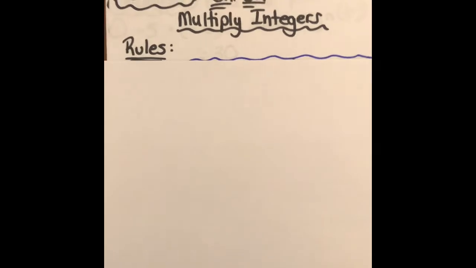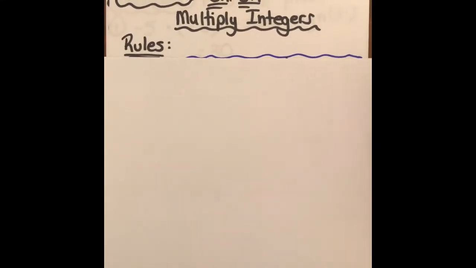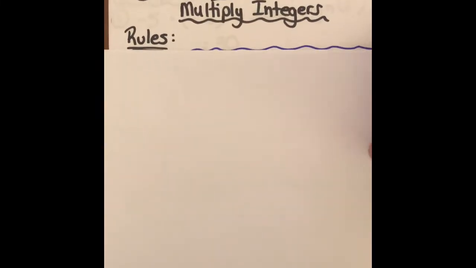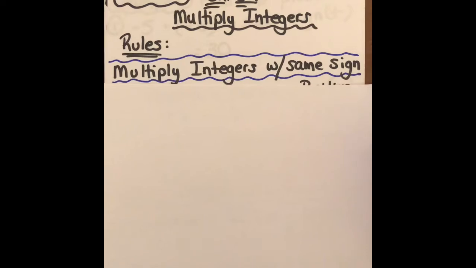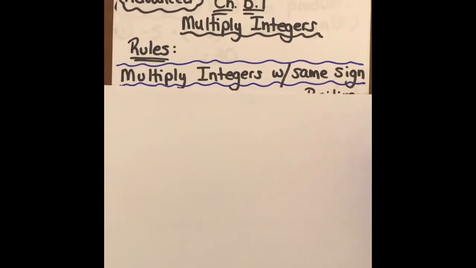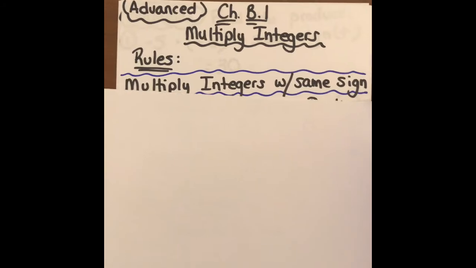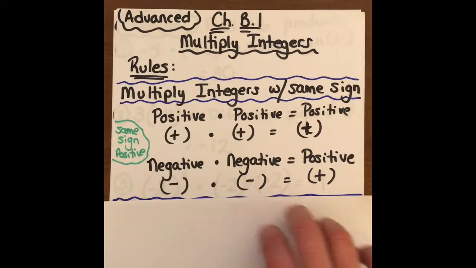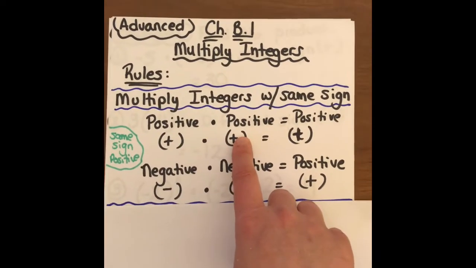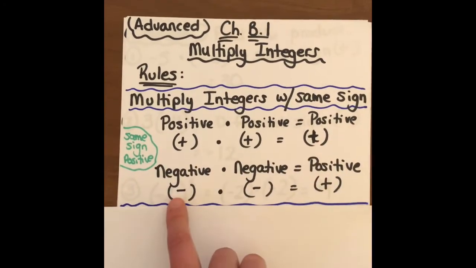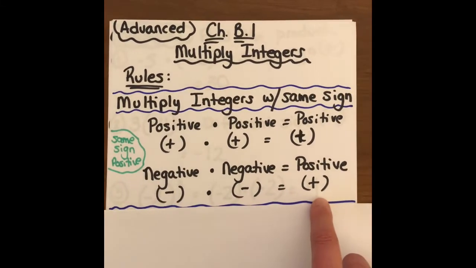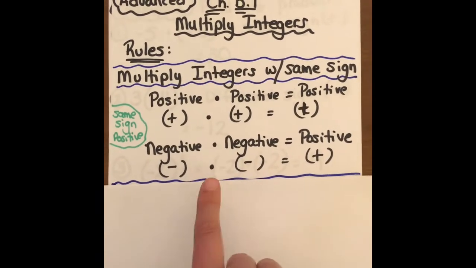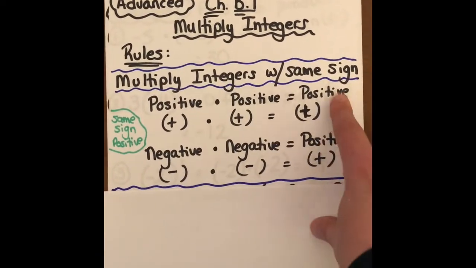So for multiplying integers, there are two major rules, and then everything else should be prior knowledge for you. The first rule is multiplying integers with the same sign. That means positive times positive or negative times negative. Your answer will always be positive. So a positive times a positive gives a positive answer. A negative times a negative will also give a positive answer. It's almost like the negatives cancel each other out. So same sign, always a positive answer.